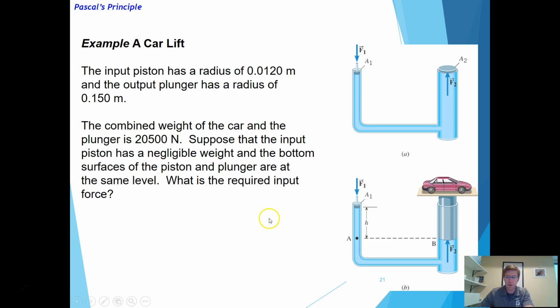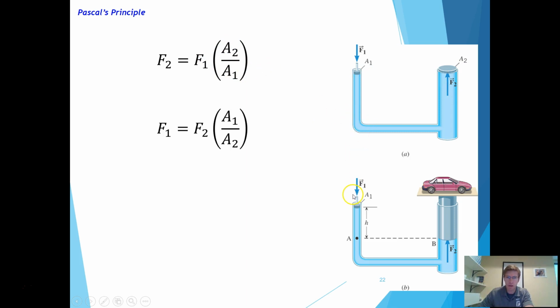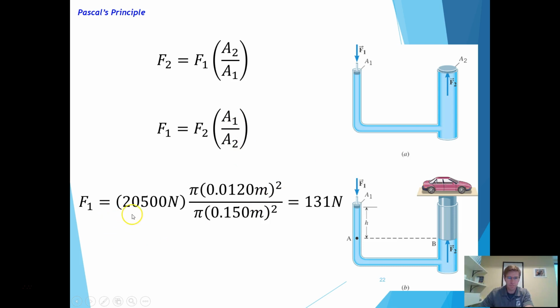So pause the video, give it a go, and let's see what you get. So here's what I did. Pascal's principle tells us that F2 is equal to F1 multiplied by the ratio of these areas, but we want F1, not F2. So F1 equals F2 times the inverse of that same ratio, A1 over A2. And from there, it's just plug and chug. We're given F2, 20,500 newtons, and area 1 and area 2, which are pi r squared for both of those, and you should get about 131 newtons. So to lift this 20,500 newton car and piston would only take, ideally ignoring friction and other things, a mere 131 newtons of force.